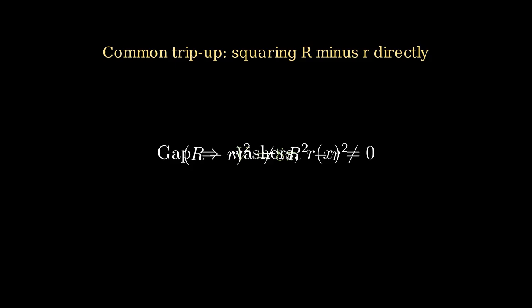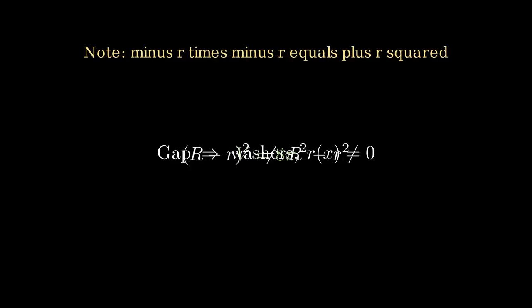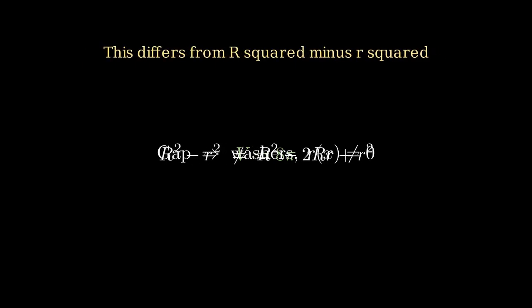When using washers, students often compute R minus r first, then square that whole combined bracket. This is a sign and structure error. Squaring R minus r as one quantity is not the same as squaring R and squaring r separately and then subtracting. Mixing these up silently gives you the volume of the wrong solid entirely.